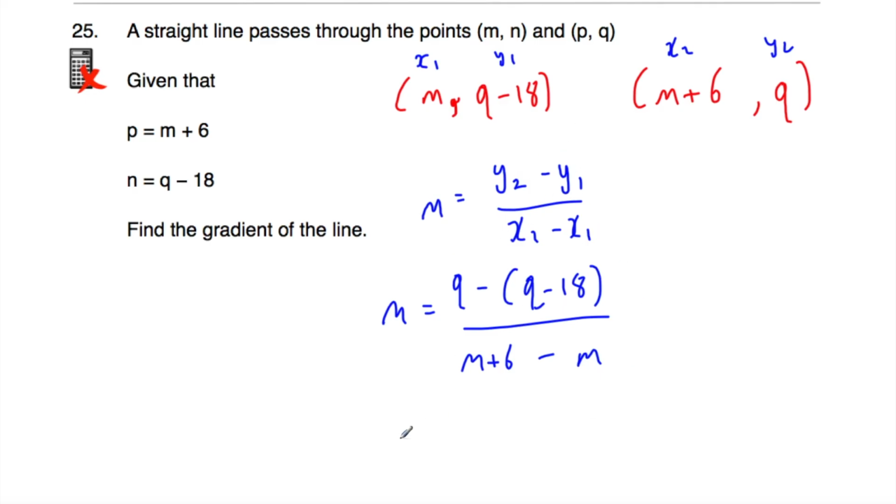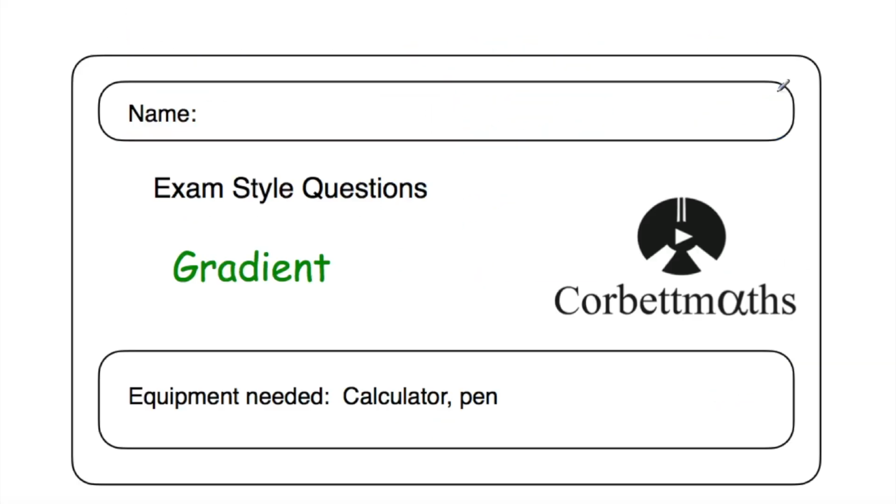Now let's see if we can do any simplifying. So if we have a look at the numerator here, we've got q minus 18. Well, q minus q is 0. But then we're also taking away minus 18. And when you minus a minus, you add it on. So you've got q minus q, which is 0, but then you're going to be adding on 18. So the numerator would just be 18. And then in terms of the denominator, we've got m plus 6 minus m. Well, m plus 6, take away the m, would just be 6. So we've got that m is equal to 18 divided by 6, and that's 3. So that means the gradient of the line is 3. And that's it.